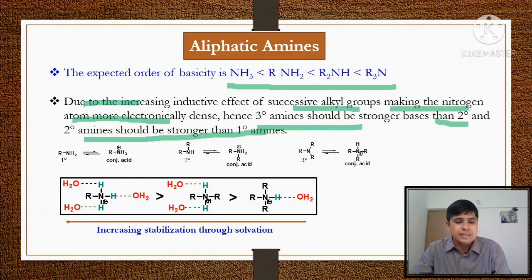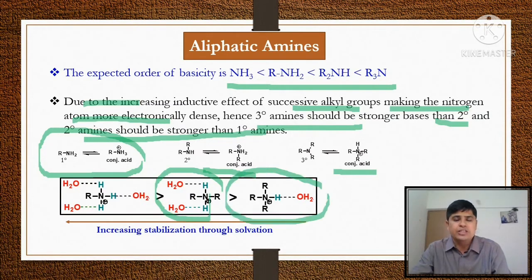But see here, after acceptance of a proton, a primary amine forms such a type of conjugate acid. After acceptance of a proton, a secondary amine forms such a type of conjugate acid, and after acceptance of a proton, a tertiary amine forms such a type of conjugate acid. This is the conjugate acid of a primary amine, this is the conjugate acid of a secondary amine, and this is the conjugate acid of a tertiary amine.